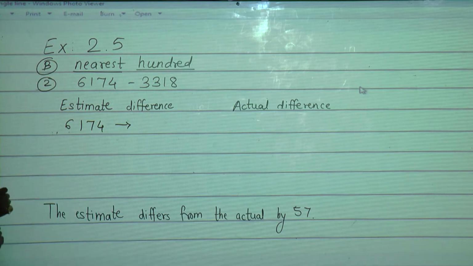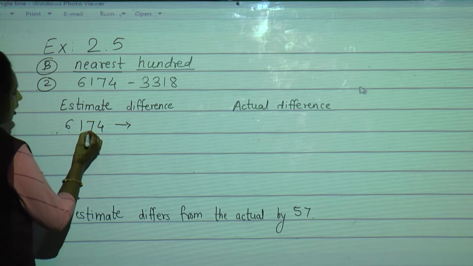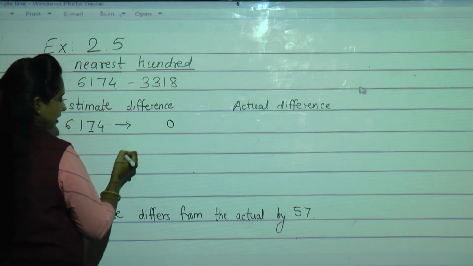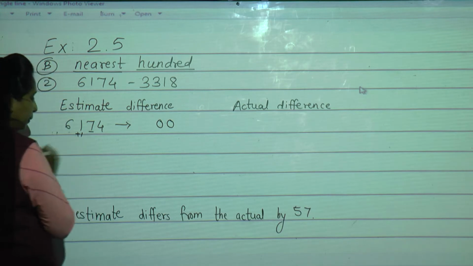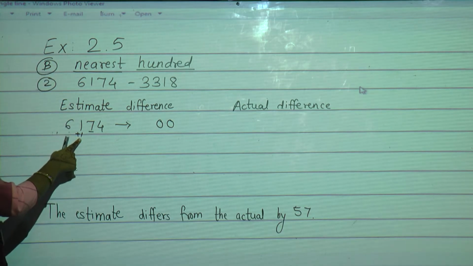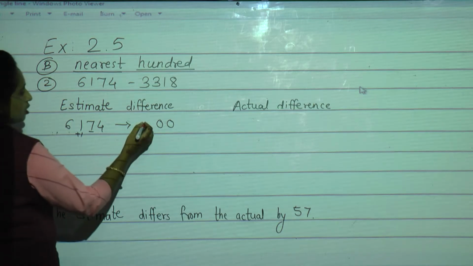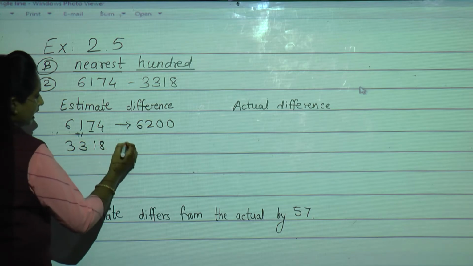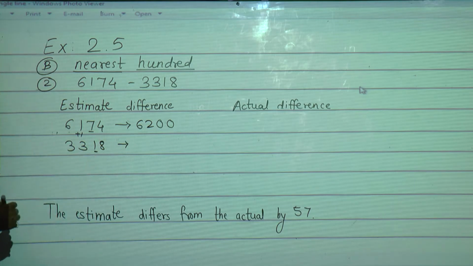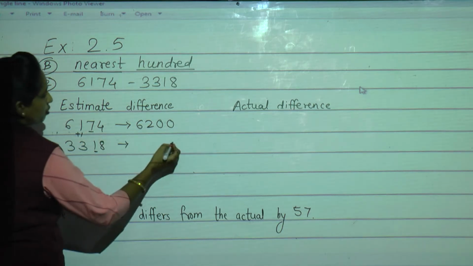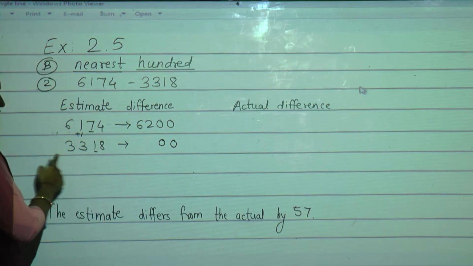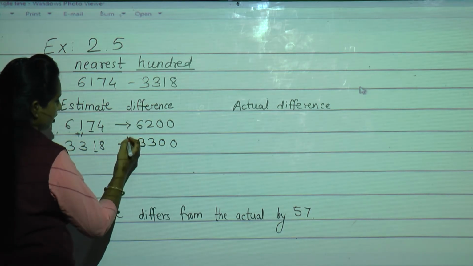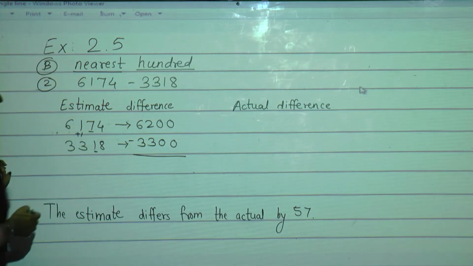Now we will round off to the nearest 100. So underline the tens place. It is 7, so more than 5. So place the 0 at ones and tens and add 1 to the hundreds place. So when we add 1 to the hundreds place, 1 plus 1 is 2, and 6. The next number is 3318. Underline the tens place. It is 1, so less than 4. So place the 0 at ones and tens without changing the hundreds place. So we should not change the hundreds place. Okay, now we will subtract.